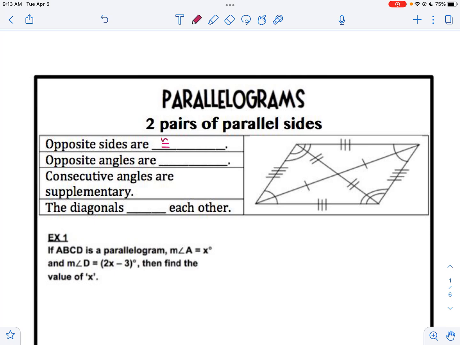So I'm going to say congruent, that's a symbol, and parallel. Key part of a parallelogram is that it has two pairs of parallel sides. That's our key feature of a parallelogram. If it has two pairs of parallel sides, it has to be a parallelogram.